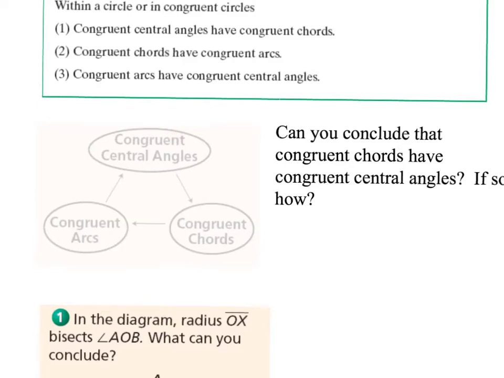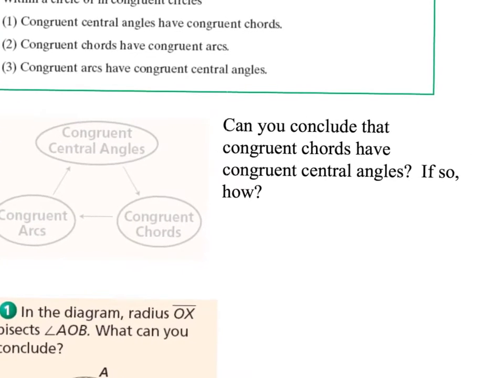So the question would be, can you conclude that you have congruent chords? Can you conclude that congruent chords have congruent central angles? And if so, how can you? Now this goes back from the first part of this class. The answer is yes. And the reason being, if you guys remember the law of syllogism, so yes, and it's by law of syllogism.